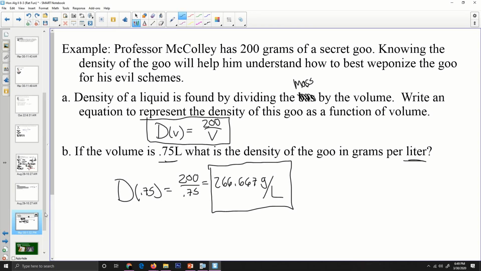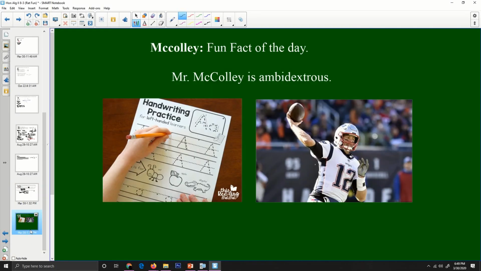And I will use that goo in my evil plot. I don't know, maybe I'll put it in somebody's hair and they won't be able to get it out. Anyway, that's all I got for today, folks.